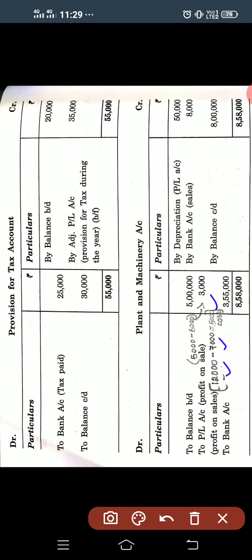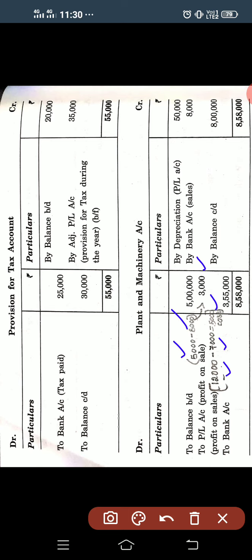5,000. So that is the cost, and it has been sold for 8,000. That means there is a profit. Difference is 3,000, right? Cost is 5,000, but they have sold for 8,000, which means they have sold for a 3,000 profit. So the profit is 3,000. Profit will come here to profit and loss account. Profit on sale we have to record here. So we have recorded the profit on the sale.